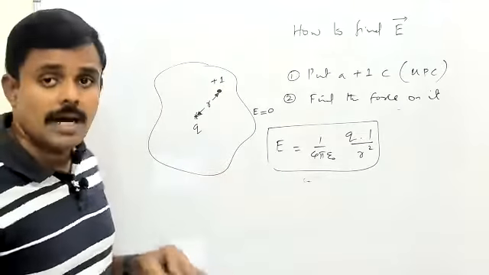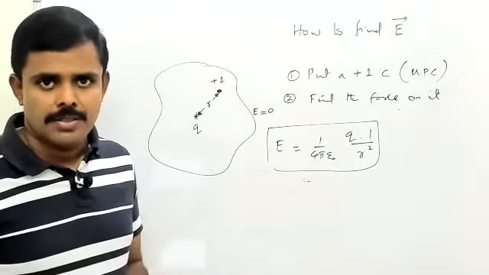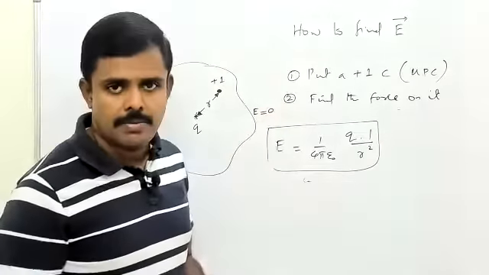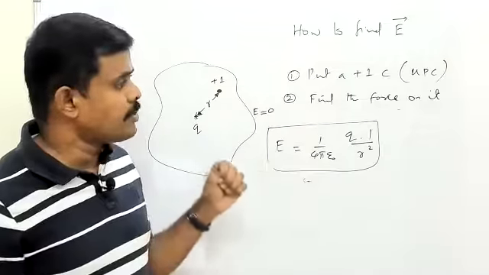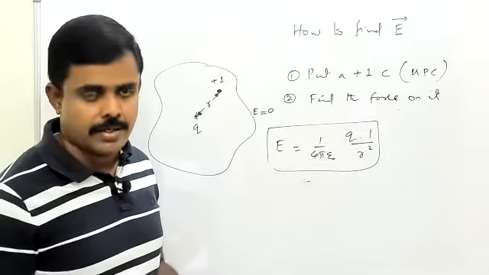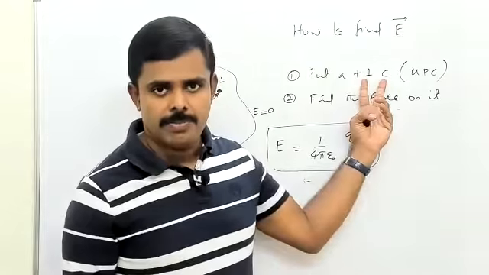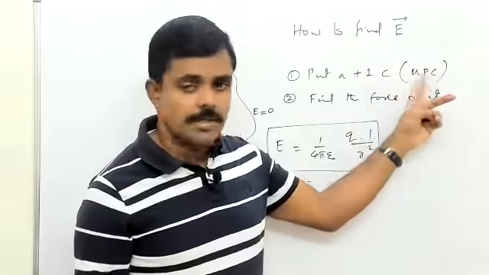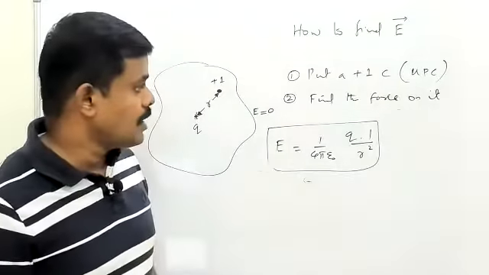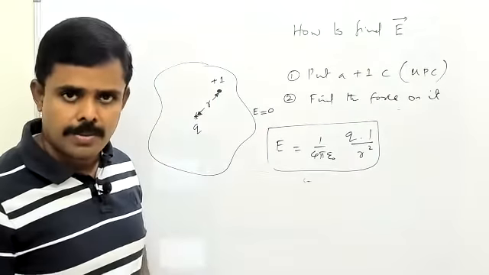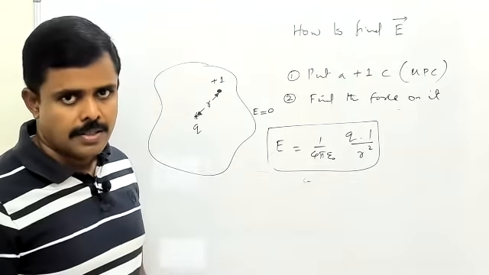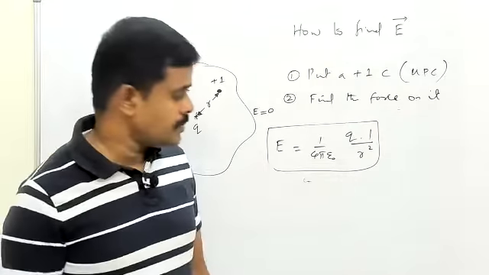And then the second question is how to find electric field at a point. If you want to find the electric field at a point, there are two steps to be followed. Step number one, at the point you have to put a plus one coulomb. Why plus one coulomb? That is by convention. Across the world, we take, by convention, plus one coulomb. UPC, U stands for unit, P positive charge, unit positive charge. And then find the force on it. Put a plus one coulomb, find the force on it.